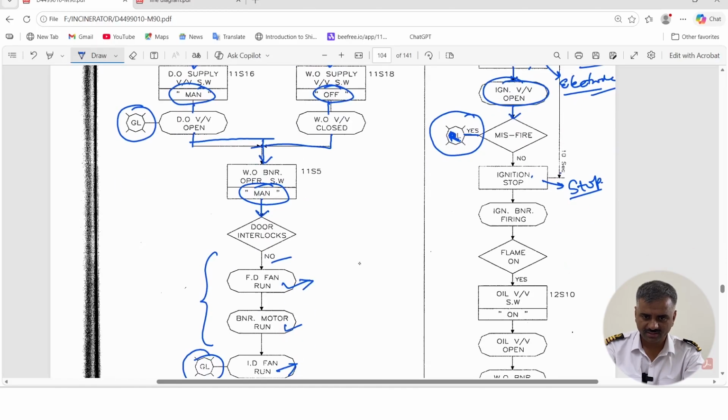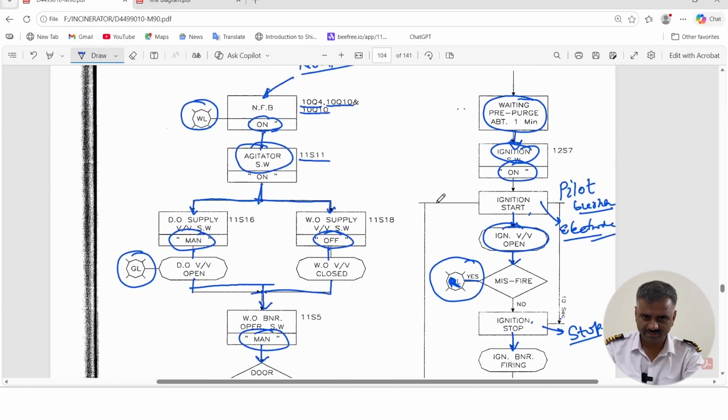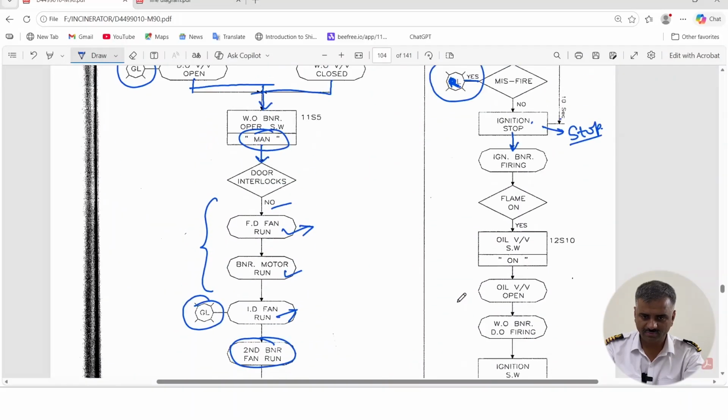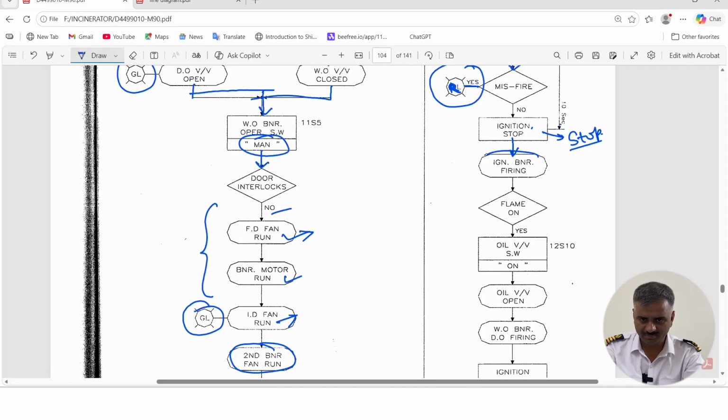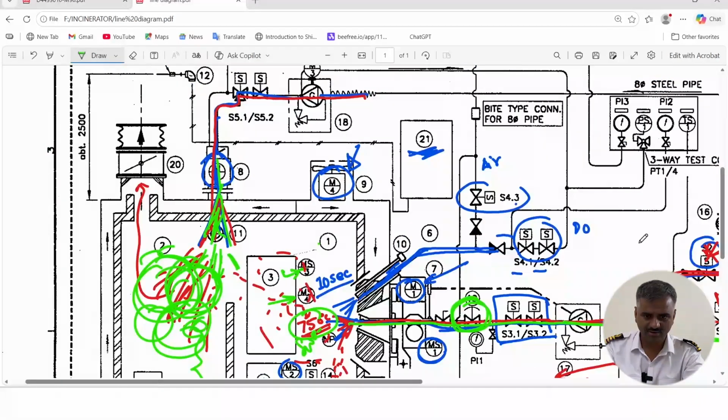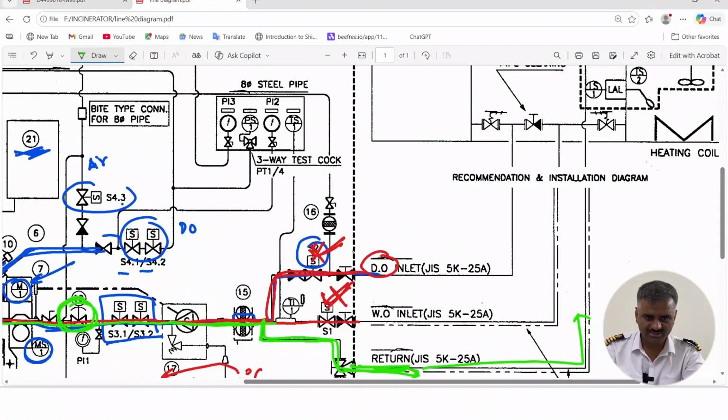Now the ignition burner starts firing. The ignition burner starts firing for the next period, up to 1 minute. So the ignition burner means the pilot burner is firing on diesel oil. Now the flame has become on. Diesel oil has caught fire. When the flame has become on, then the oil valve switch will become on. In this case, the diesel oil valve will open. Which valve am I talking about? Once the flame has been established, this diesel oil valve will go inside the waste oil burner.